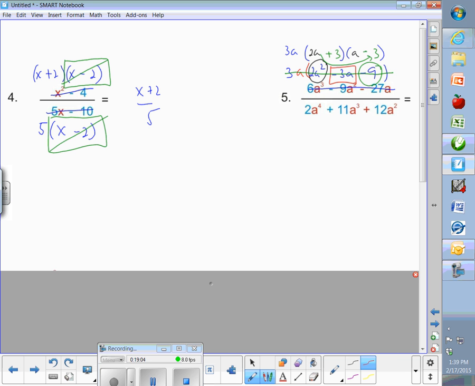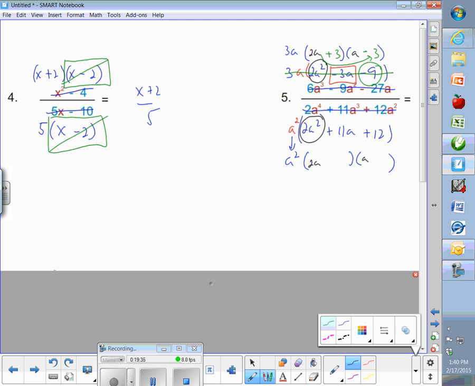Got to factor the bottom. Are there any common factors? Not with the numbers, but with the variables. I can factor out a common a squared. Leaves me 2a squared plus 11a plus 12. Let's go ahead now and factor the trinomial by trial and error. Again, please don't forget your a squared, the factor you factored out. 2a squared, it's going to be a 2a and an a. What do I have to work with in the back? A positive 12. I can go 3 and 4, 2 and 6, 1 and 12.